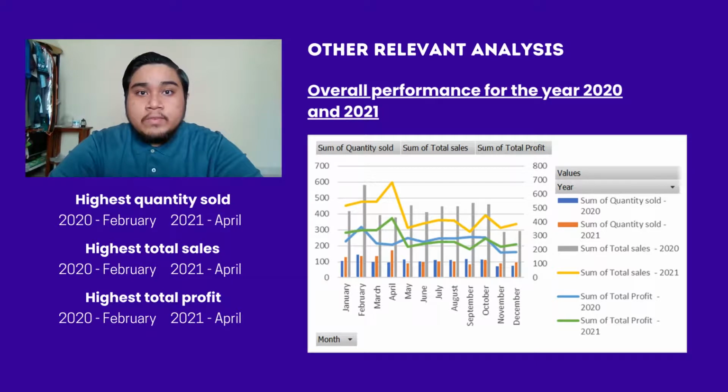Okay, for other relevant analysis, we are using the overall performance for the years 2020 and 2021. The highest total quantity sold in 2020 and 2021 is in the months of February and April. The highest total sales in 2020 is in February, while in 2021, April has the highest total sales. The highest total profit in 2020 is February, and April has the highest total profit in 2021.